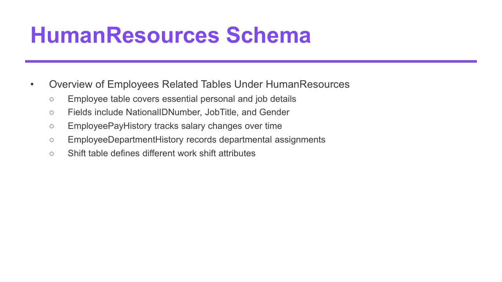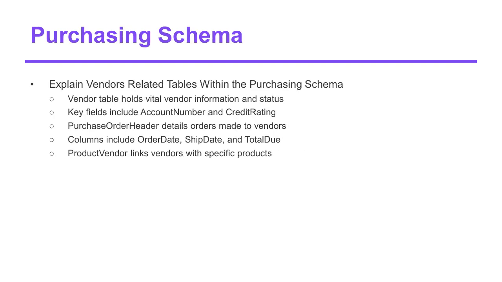Understanding these tables and their relationships is essential for writing accurate test cases and validating data integrity in the human resources module. The purchasing schema organizes the tables related to vendors and their interactions in the system. The vendor table stores essential information about each vendor, including their account number and credit rating, which helps track their status and financial reliability.